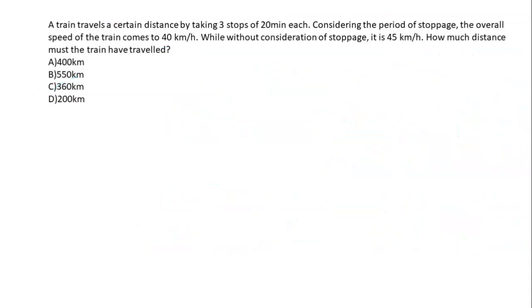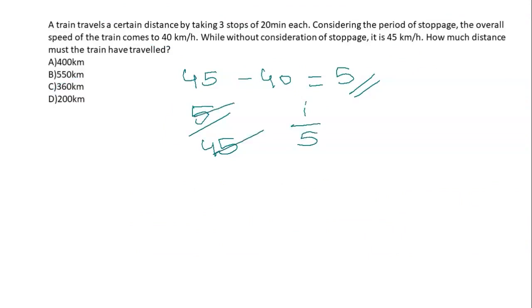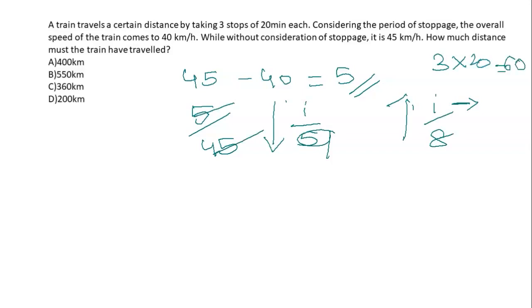See, if the time has a 1/2 increase, it is a 1/2 reduction, or a 1/3 reduction in speed. So the speed has gone down from 45 to 40. How much is reduced? 5 kilometers per hour. 5 is reduced from 45, so 1/9 of the speed is reduced. So time will increase by 1/8. The one part is nothing but 3 into 20 minutes, which is 60 minutes.